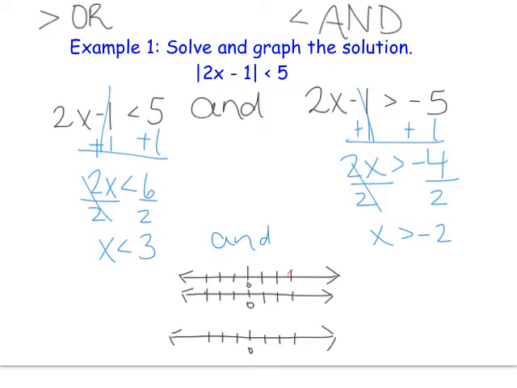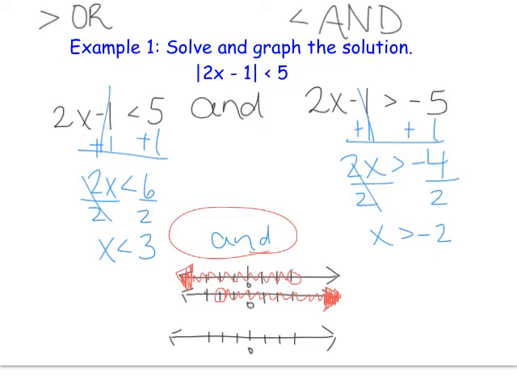So we'll use an open point at 3 and we'll shade everything that is less than 3. So that's left. And our second inequality says x is greater than -2. So we'll use an open point at -2 and shade everything right of -2 because right is the greater direction. And since this is an "and" compound inequality, we are looking for the intersection or the overlap of these two for our overall solution.